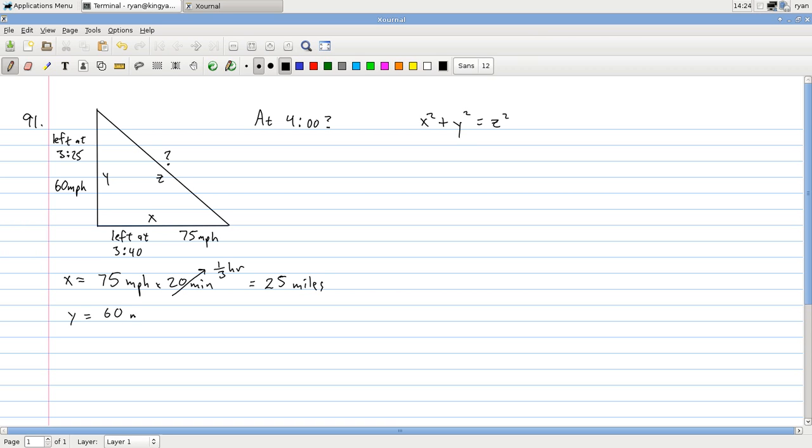Y we can get in a similar manner. This car has been traveling at 60 miles per hour for 35 minutes. Although we want to change this to hours, so we'll divide this by 12, divide this by 60, so this is 7/12 of an hour. Multiplying these together gives us that the car has been traveling 35 miles. Now that we know x and y, we can plug them into the formula we've been building. So this says 25 squared plus 35 squared equals z squared.